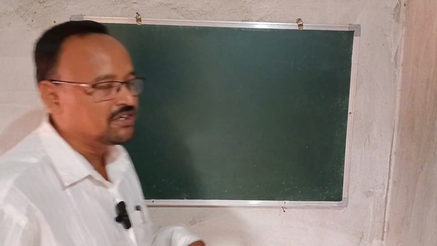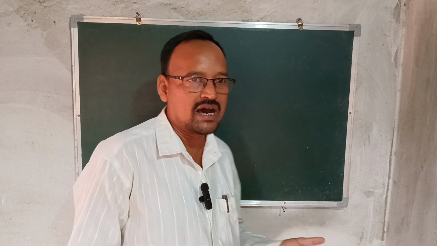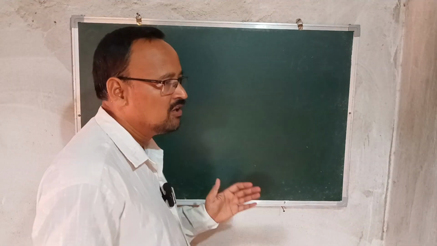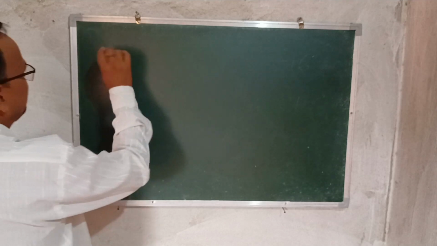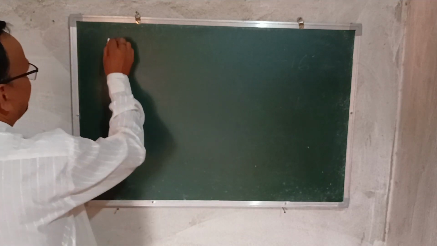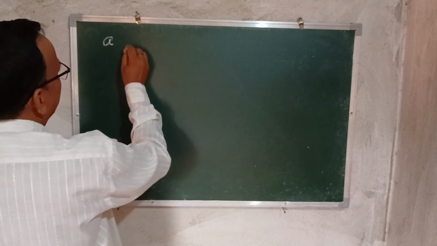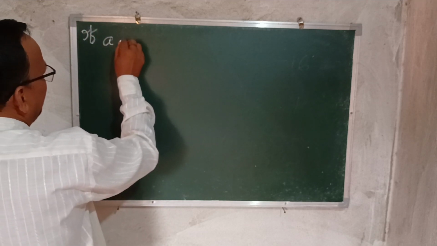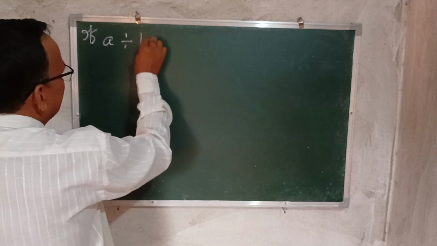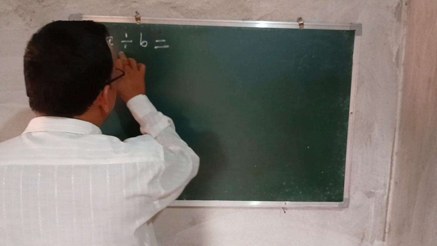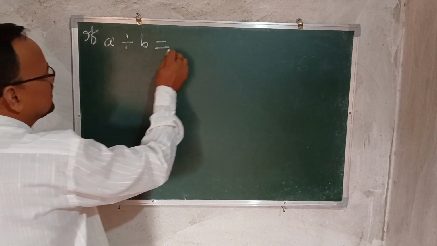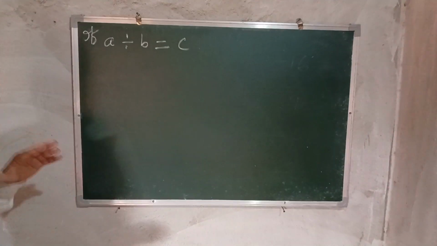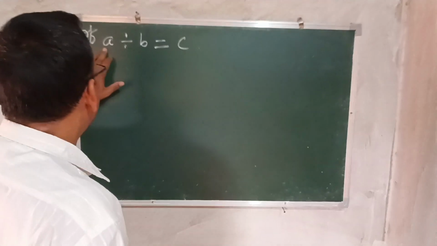Another system in division, what are they? First, let us take two integers, a and b. If a divided by b, suppose the quotient of a divided by b is equal to c. Now, how to find the a term and b term?